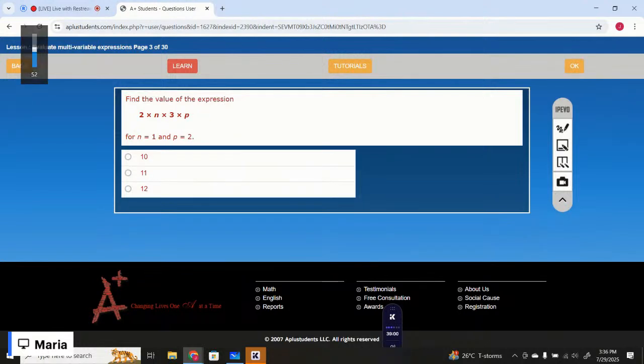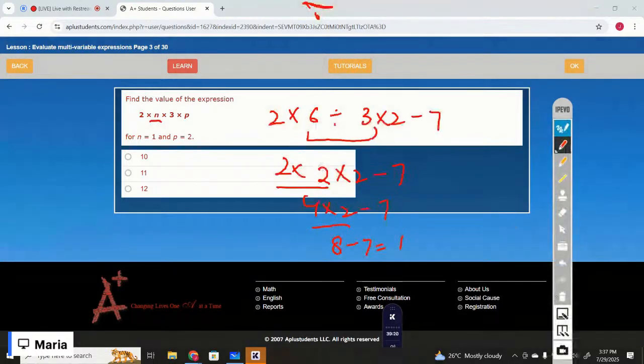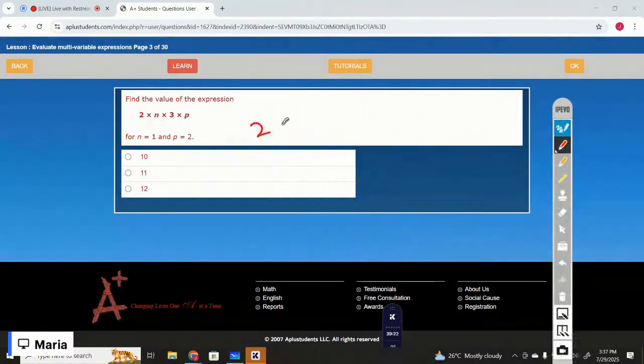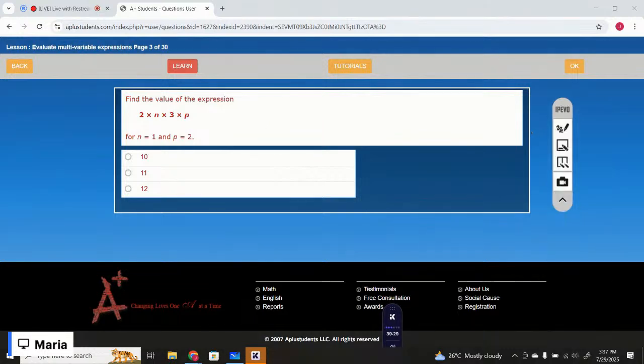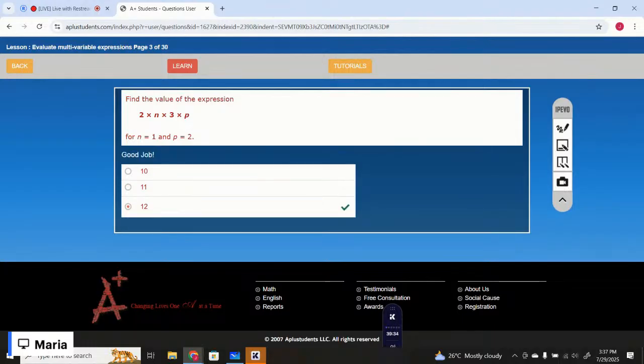Find the value of the expression 2 times n times 3 times p. So replace all the variables with the values. That is 2 times 1 times 3 times 2. So that is 2 times 3 is 6 and 6 times 2 is 12. Option number 3 is the correct option. That is 12.